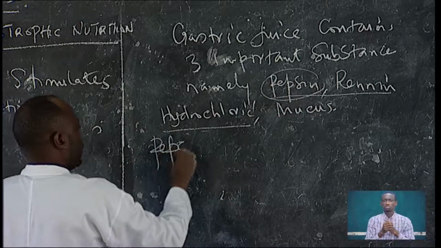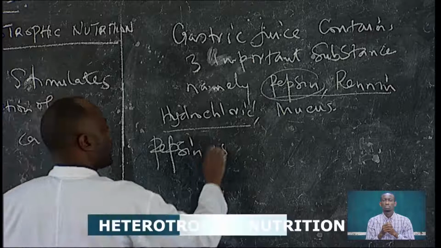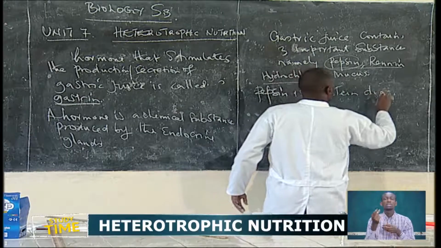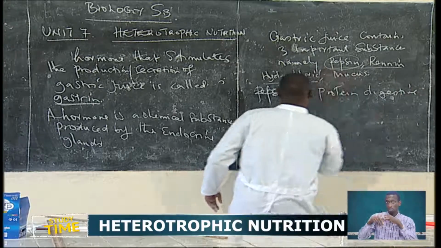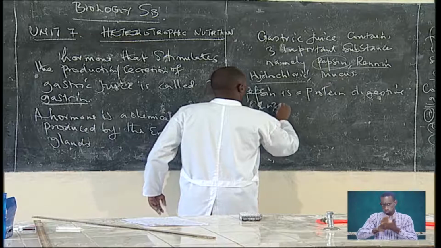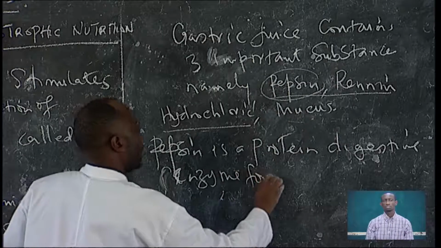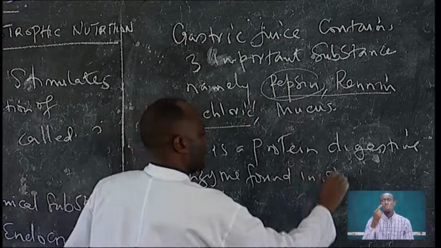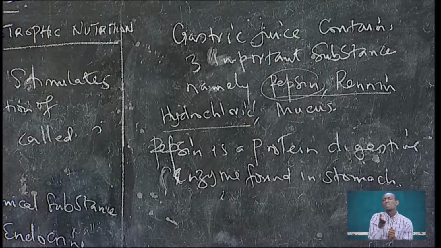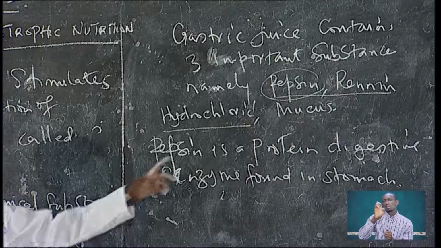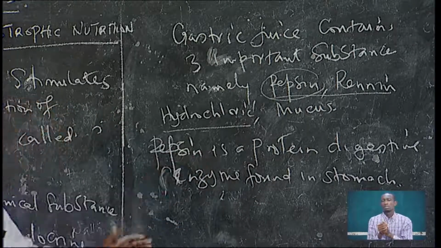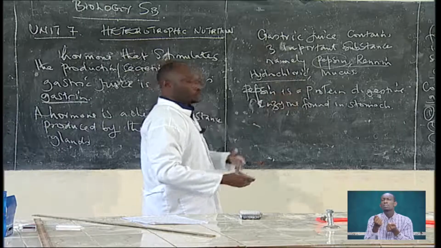Pepsin is a protein digestive enzyme found in the stomach. And what does pepsin do? Pepsin acts on protein by converting proteins into peptides.